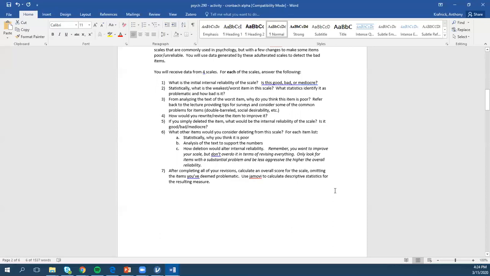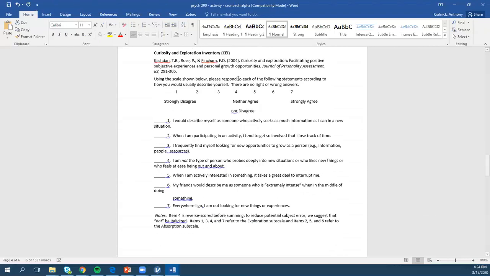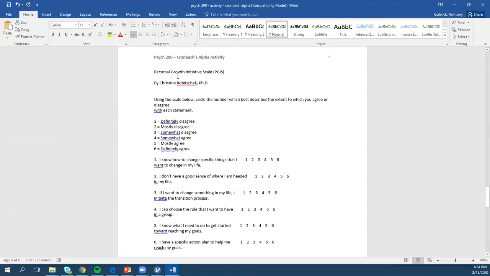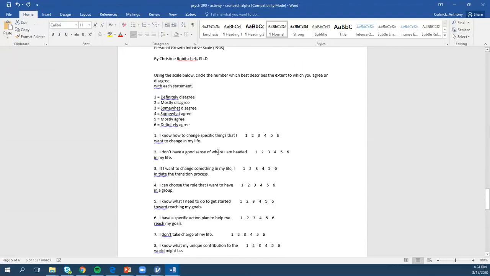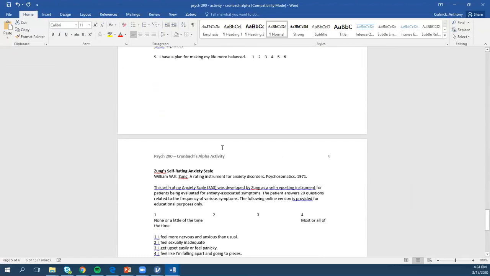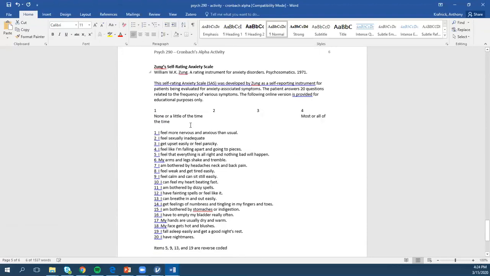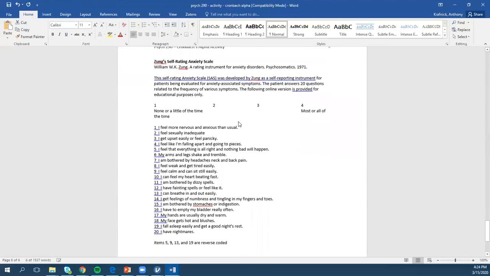Now, right, using this, try and work through the other scales that we have here. So there's a curiosity inventory, tells you what items are reverse scored. There's a personal growth initiative scale with 9 questions on a scale from 1 to 6. And there's Zung's self-rating anxiety scale, which has 20 questions on a scale from 1 to 4.